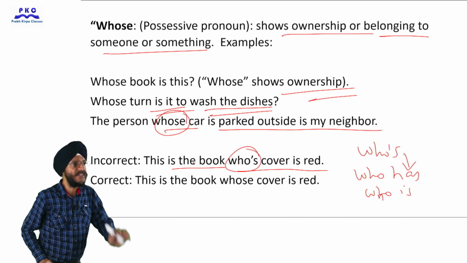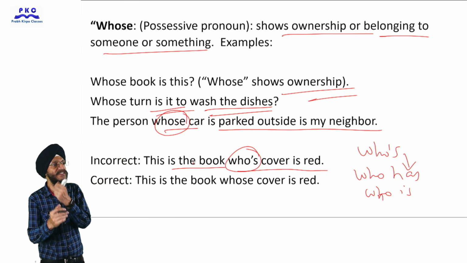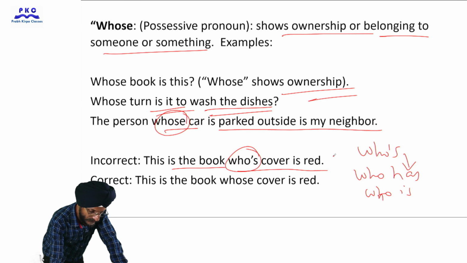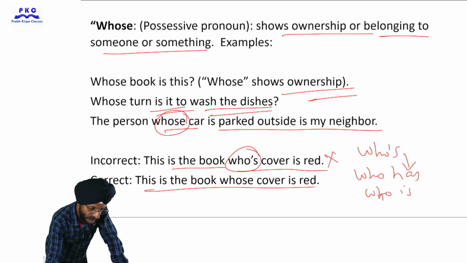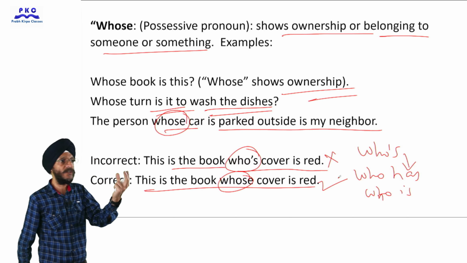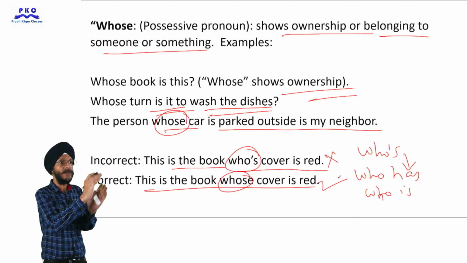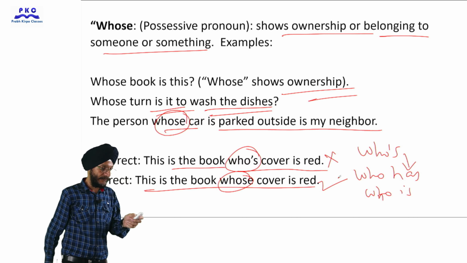So this is the book. If we say "who's cover is red" or "who has cover is red", it is wrong. This is the book whose cover is red. This is the proper word. Whose shows the ownership or belonging to someone. That is, the cover is red. Whose book's cover is red.